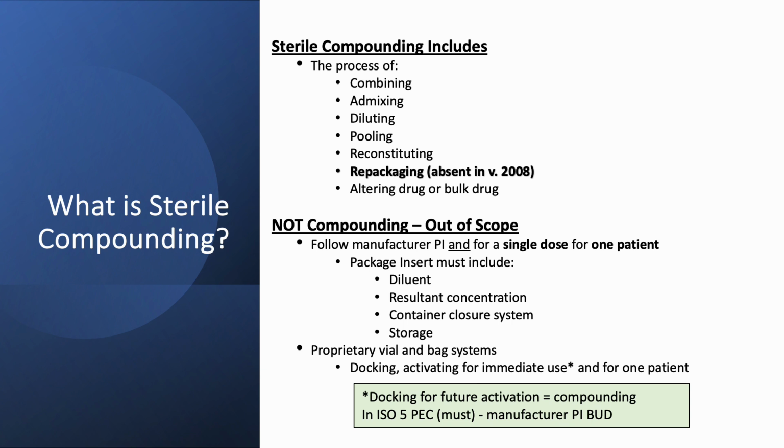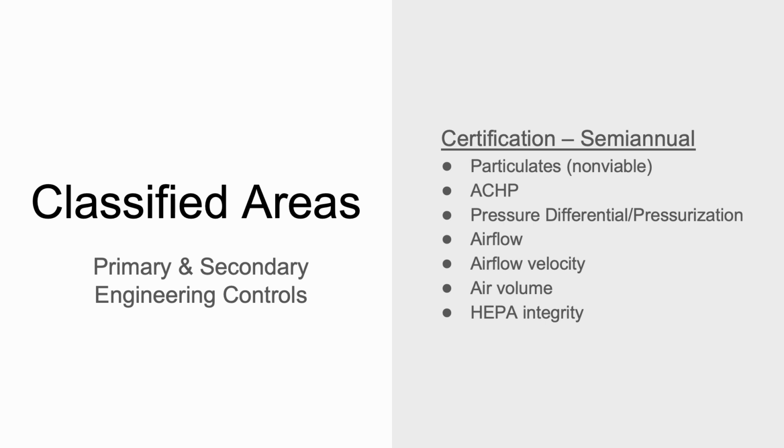Now that we understand what is included in sterile compounding, we want to talk about our classified areas. These are our primary and our secondary engineering controls. The primary engineering control is known as your hoods or your PECs. The secondary engineering controls are the rooms in which we're compounding, or our SECs. We have to get these certified every 6 months, and it includes many different things, but we're not going to go over that in this presentation.